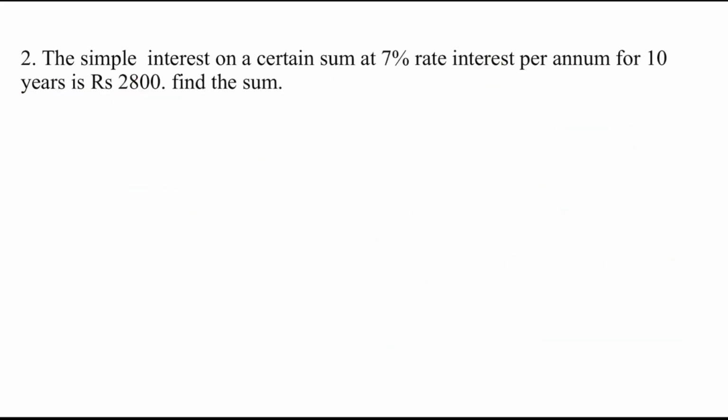The simple interest on a certain sum at 7% rate of interest per annum for 10 years is 2,800. So find the sum, they are saying. So they are saying the simple interest on a certain sum. Okay, we don't know the sum. P is unknown. Then at 7% rate of interest, so this is R, for 10 years, so this is time, is rupees 2,800. So this is simple interest. So find the sum, they are saying. Sum is nothing but principal. So principal is what is asked.